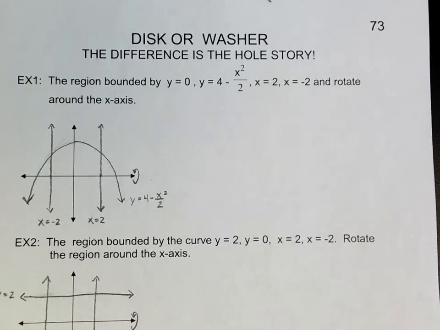Alright, this is topic 73. This is disc or washer, and you're going to see why it says such things. So let's do example 1. Example 1 is related to what we did on 72.